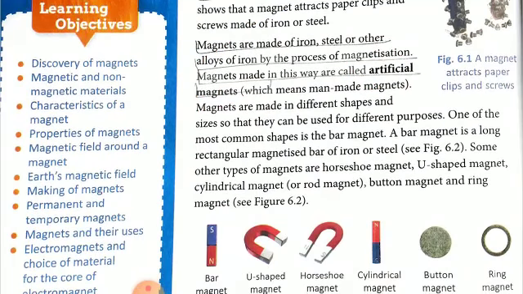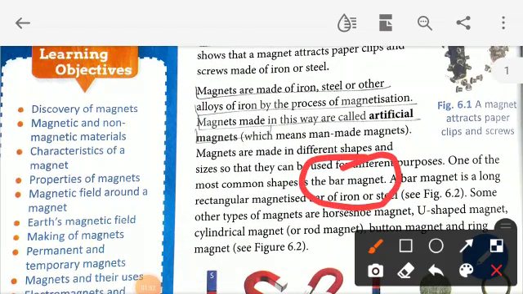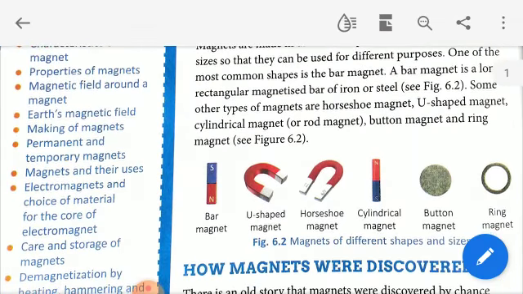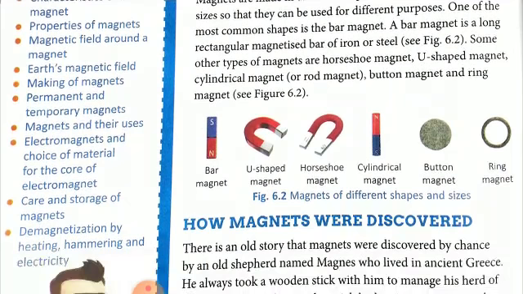Magnets are made in different shapes and sizes, so they can be used for different purposes. One of the most common shapes is the bar magnet, which has south and north poles. A bar magnet is a long rectangular bar of iron or steel. Some other types of magnets are the horseshoe magnet, U-shaped magnet, cylindrical magnet, button magnet and ring magnet. These are the types of magnets.